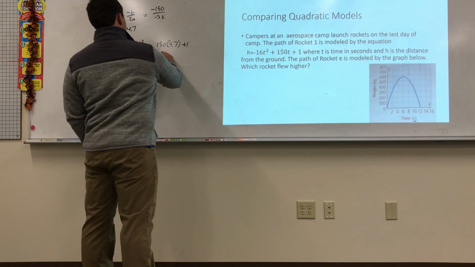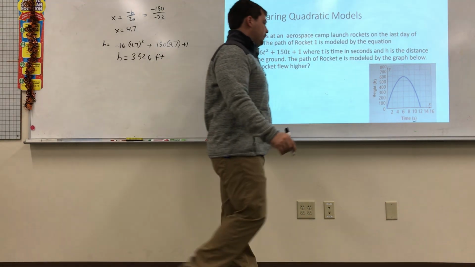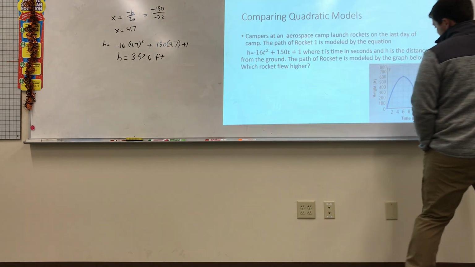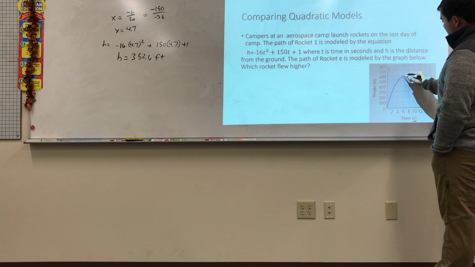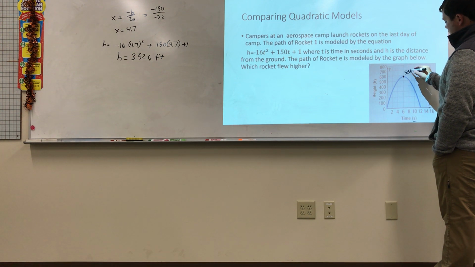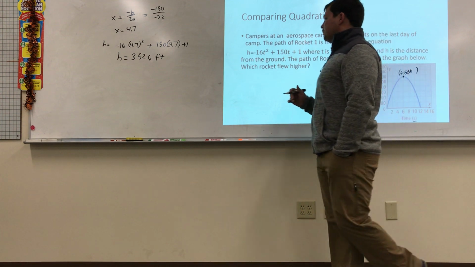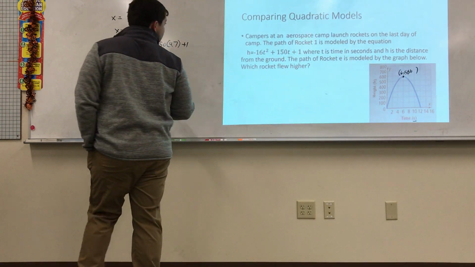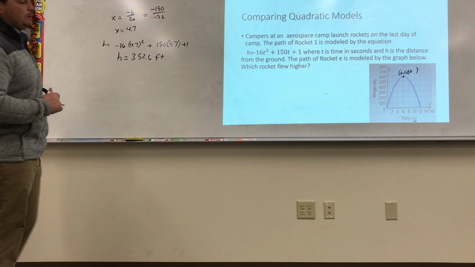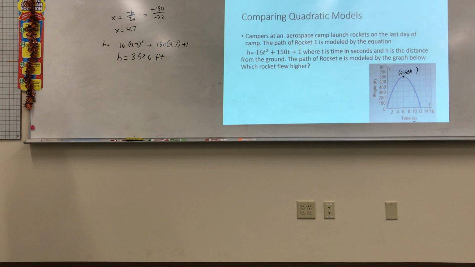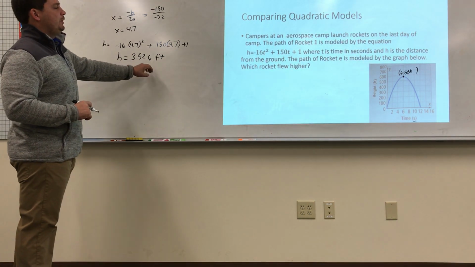Now let's look at our graph. We don't have to be completely accurate. We're about right here, which is probably about 580 at about 6 seconds. Which one flew higher? Well, I'd say rocket 2 flew higher, because it was 580 feet, and this one only hit 352.6.